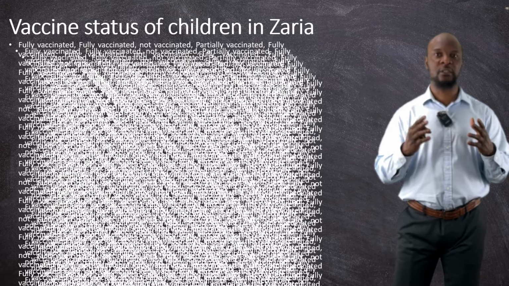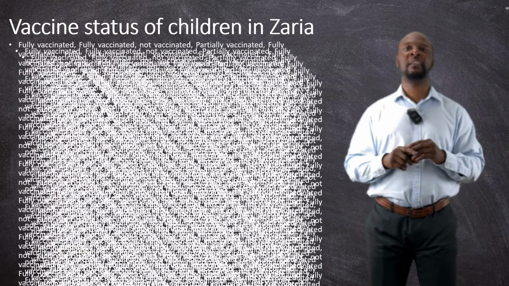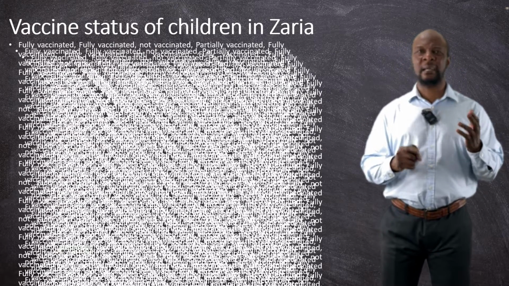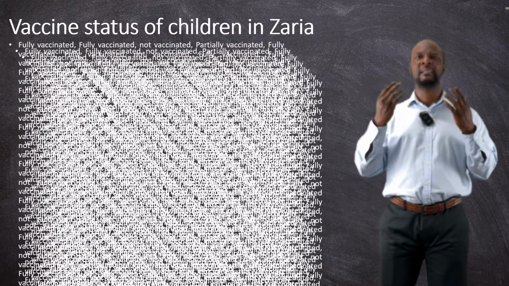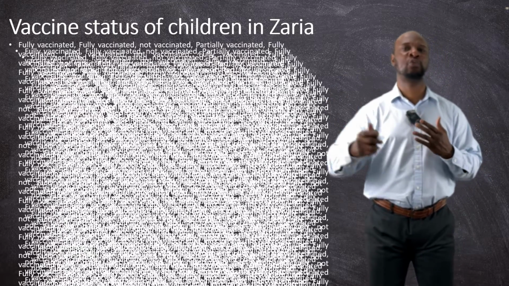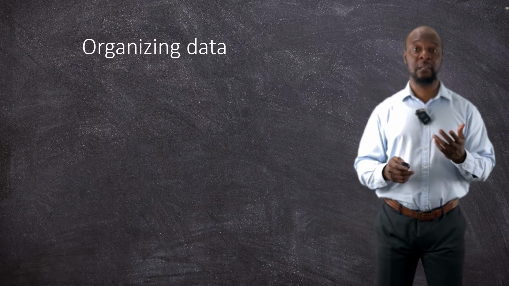So in a situation like this, this is the kind of data that we have. How do we organize this data? How do we put this data in a way in which we can make sense out of it, and then we can further move along to analyze it? It gets really unwieldy.